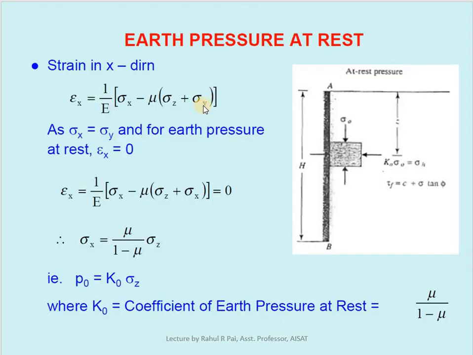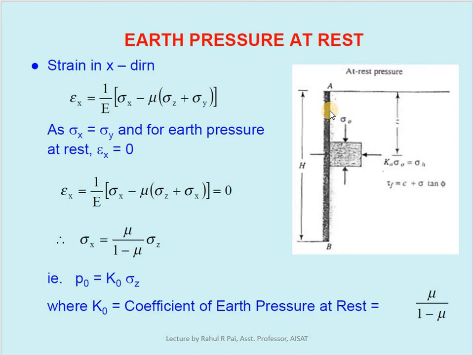So let us see here how you get that pressure. How will you find the earth pressure at rest condition? No need to go into the derivation part. I will just explain this. As the entire wall is not moving, you can see that the strain in the x direction, that is, the wall is not moving in the lateral direction.